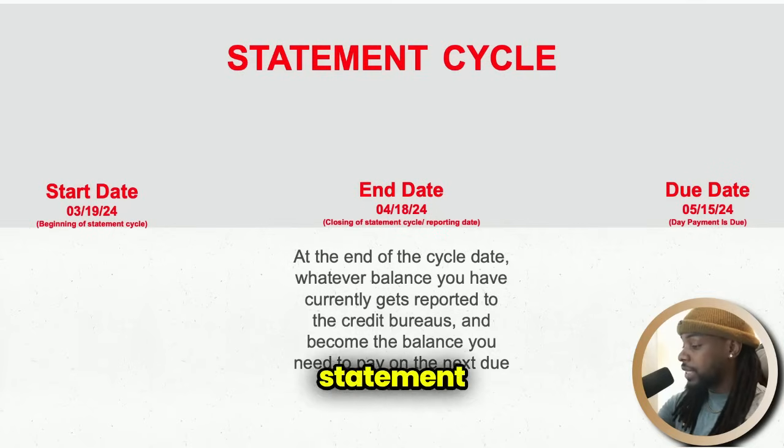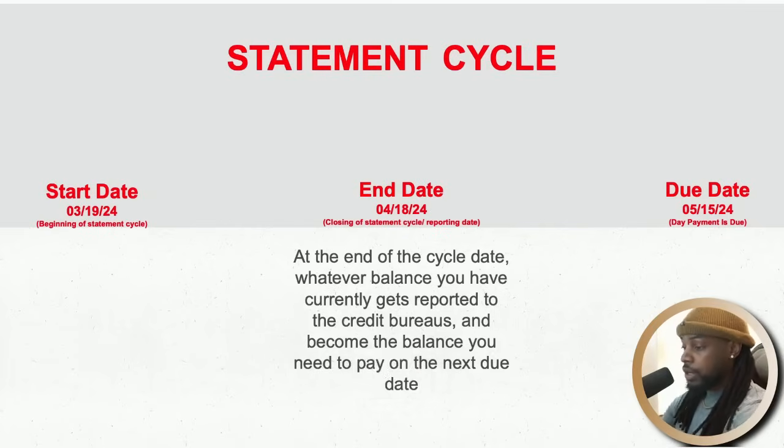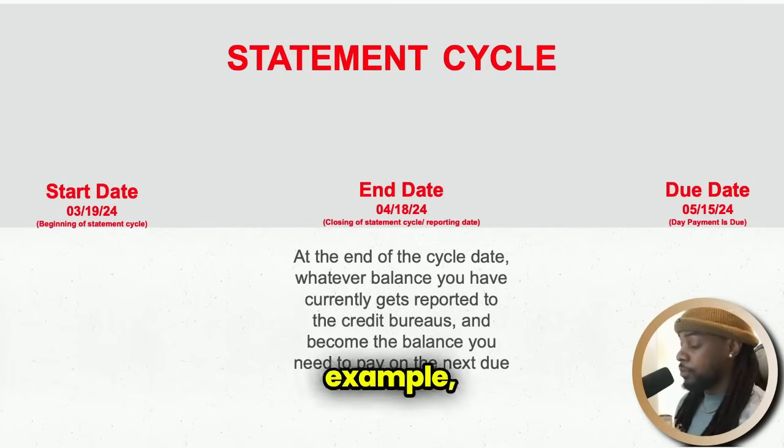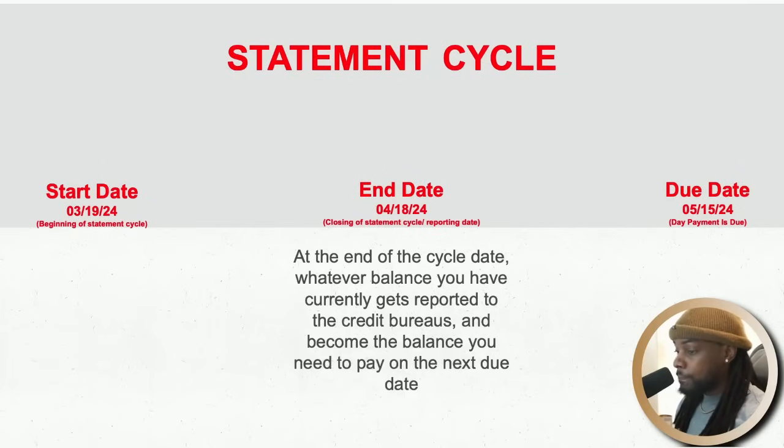At the end of your statement cycle date, whatever balance you have currently gets reported to the credit bureaus, and it becomes the balance you need to pay on the next due date. So let's use this for example. If I wanted to make sure that I always used 10% or less on my credit card, and let's use a real example. This credit card has a limit of $2,000, right? Okay. Well, let's take $2,000.